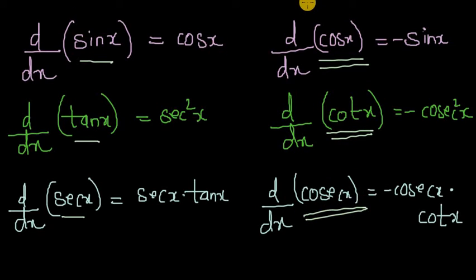Okay, so remember that the derivatives of cos, cot and cosec are always negative. The derivatives of cos x, cot x, cosec x are negative. That is minus sin x, minus cosec square x, minus cosec x cot x. Now, we will verify all these derivative formulas using first principle.